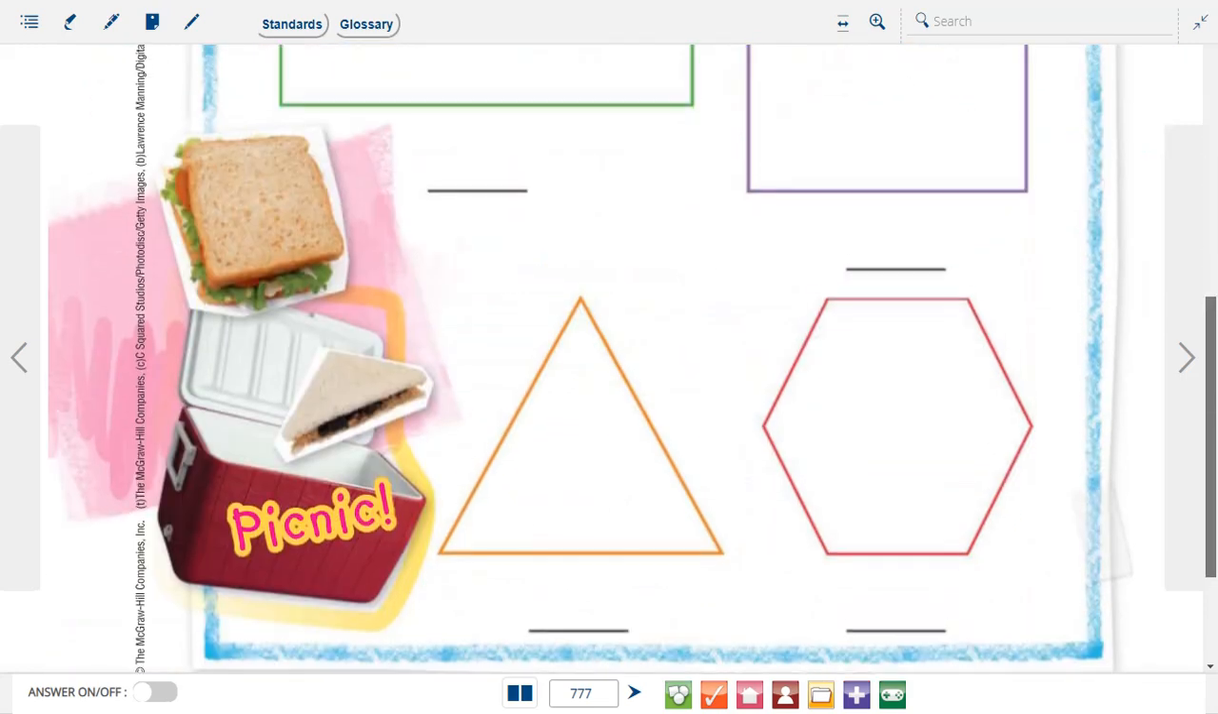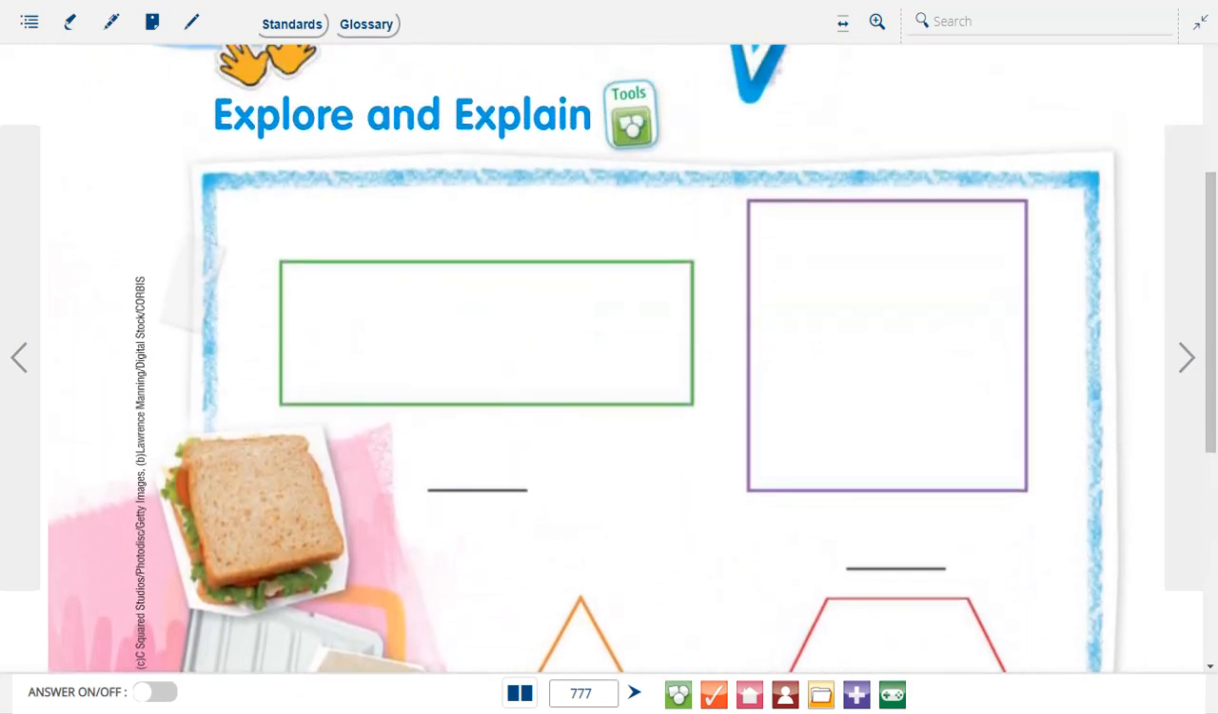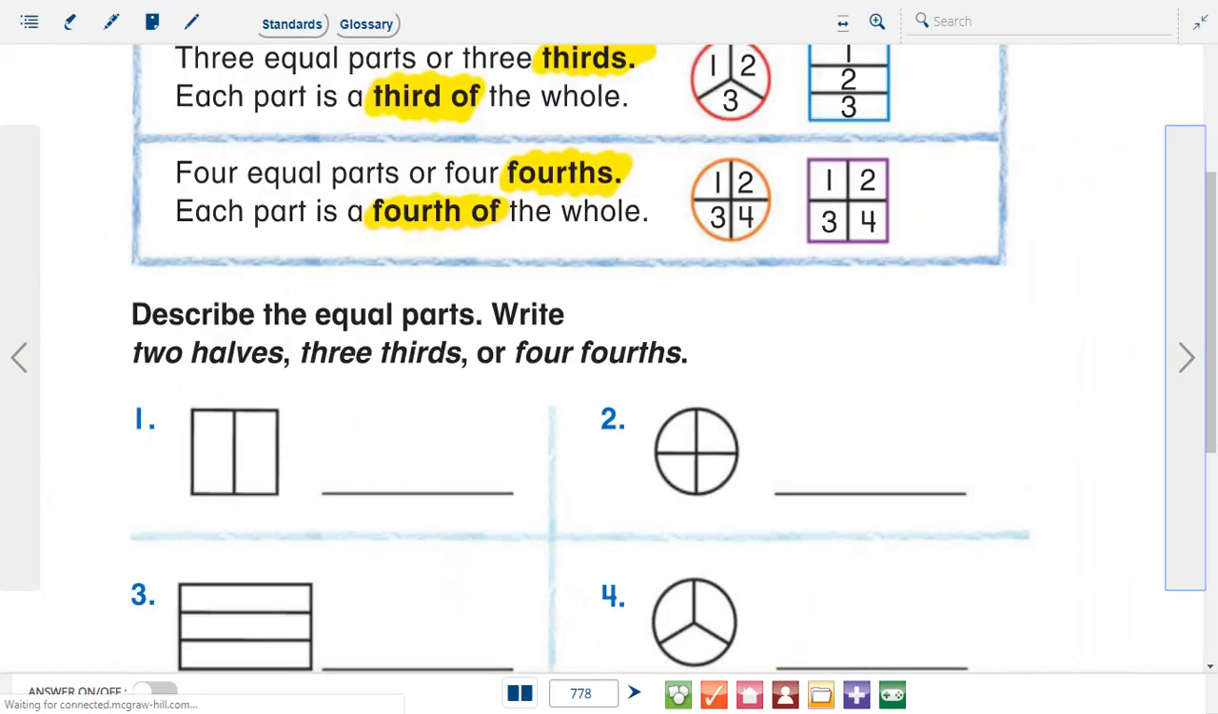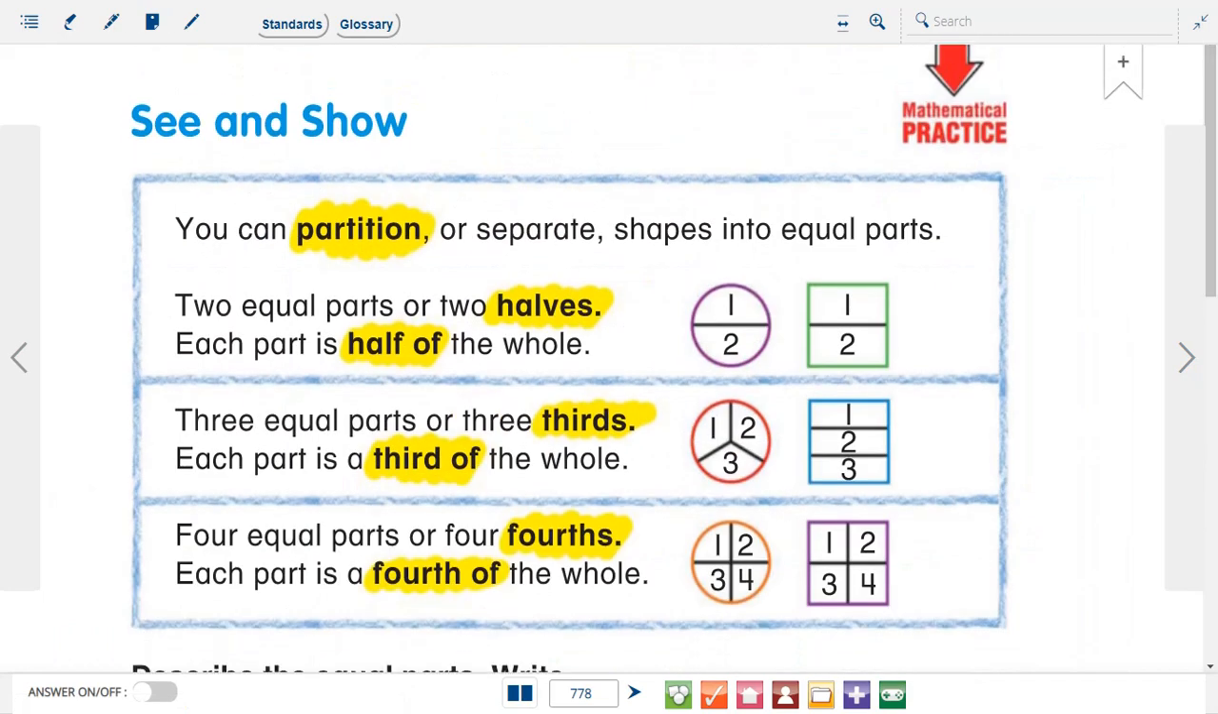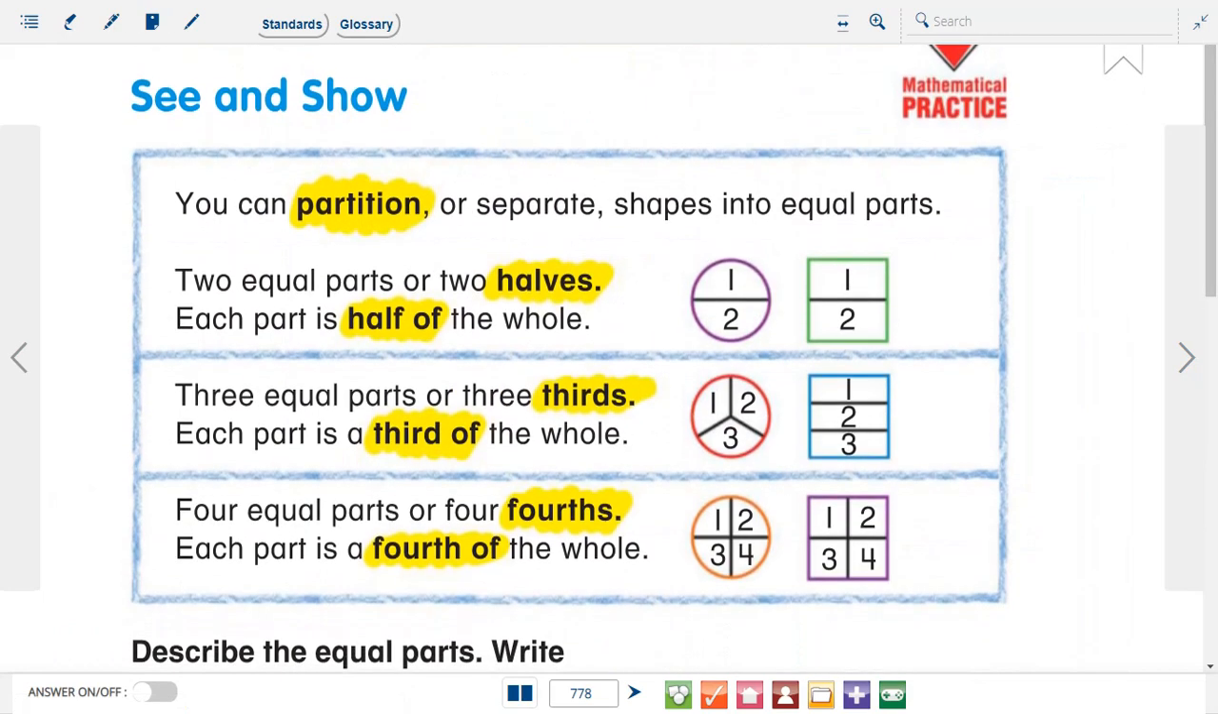We're going to skip the first page, okay? So skip it with me and open the next page, which is 778. Now, let's read see and show. You can partition or separate shapes into equal parts. So we can cut any shape into equal parts, okay? Maybe 2 equal parts, 3 equal parts, 4 equal parts, okay?